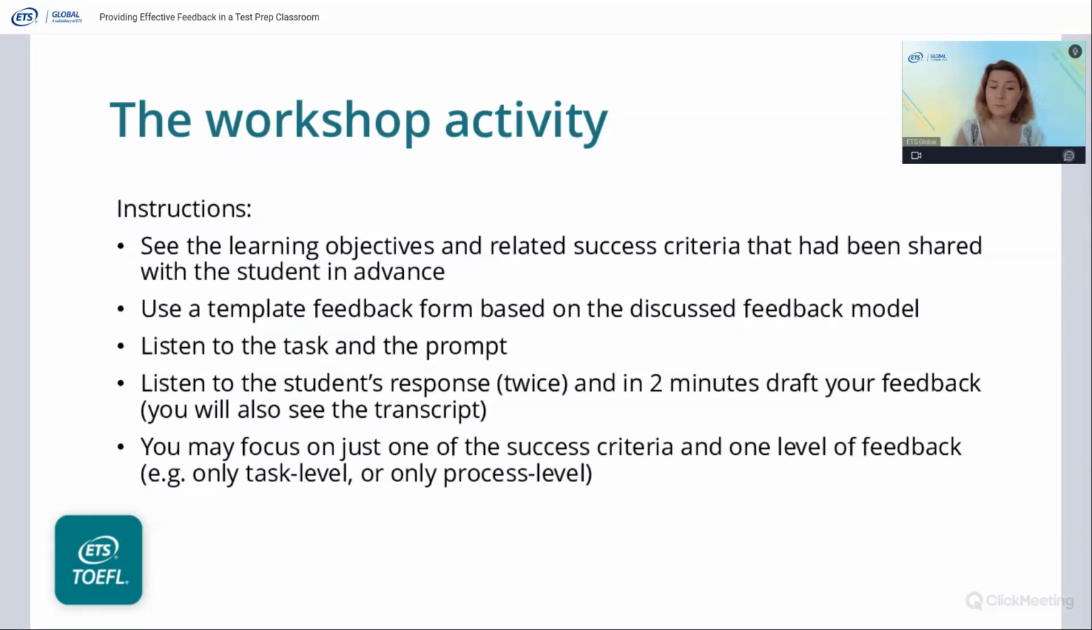You will also have 2 minutes to draft your feedback, and don't worry, you will not need to reflect on all the 3 levels. And I will also show you the transcript, because I know it may be hard in this webinar setting to remember everything the student has said. So again, for the purpose of this workshop, you may just choose one of the success criteria that I will show you in a moment, and only one level of feedback. So you may want to only think about task level feedback that you could provide, or only process level feedback, or self-regulatory feedback for this particular student.